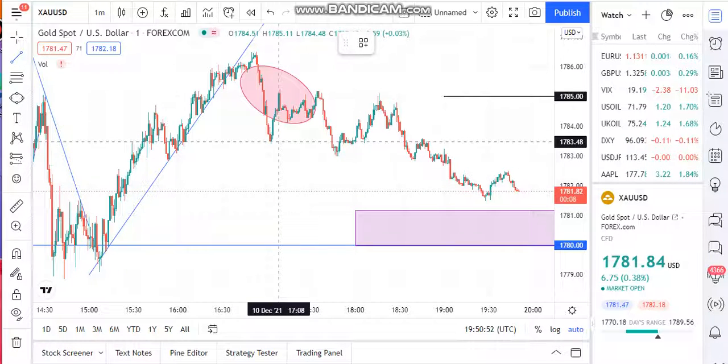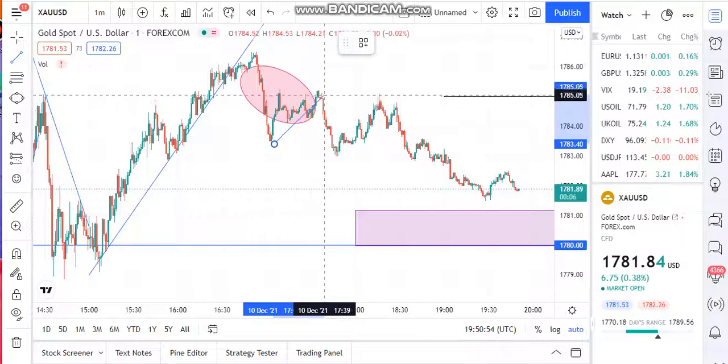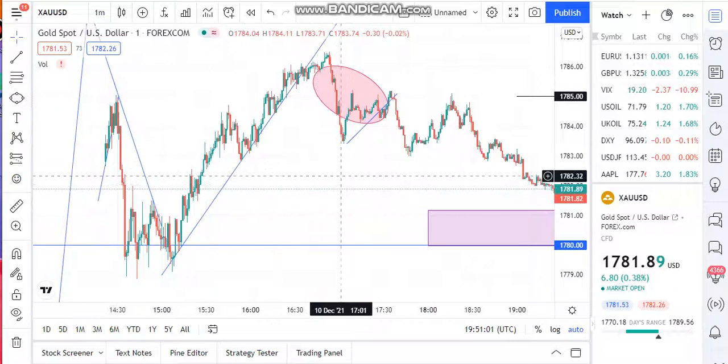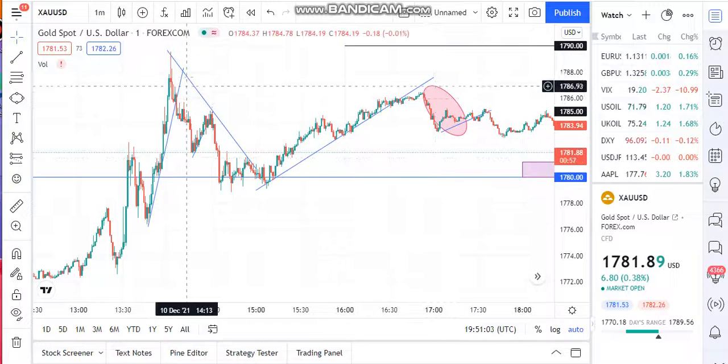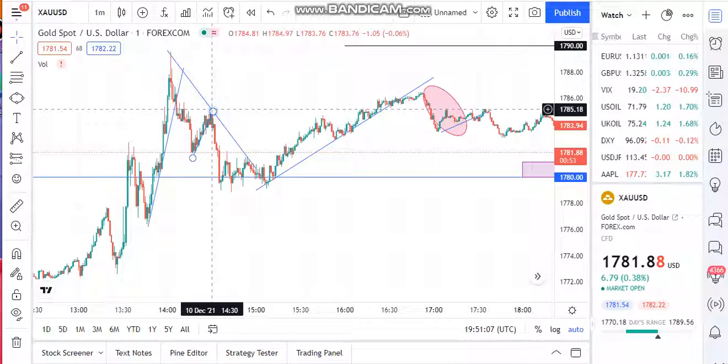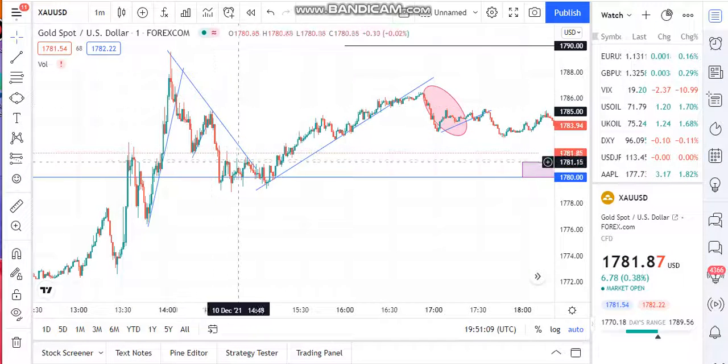A few more you can draw, but another one right here. Boom. Where did it go to? Went right to 1785. Price will do the same thing as in the past. You can see in the past it went to 1785 before it went down. Boom, 1785 again before it went down in the past.